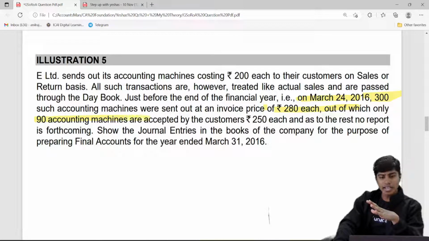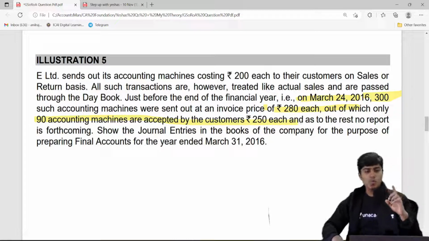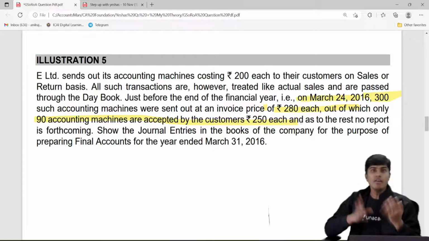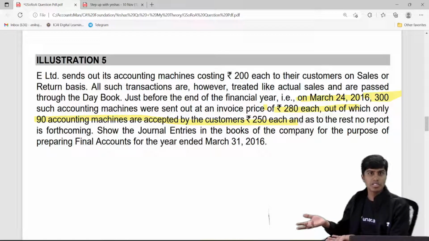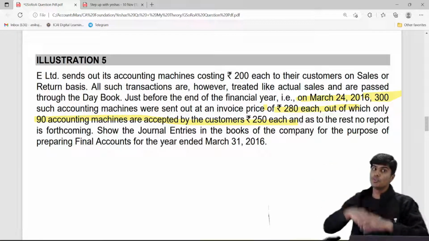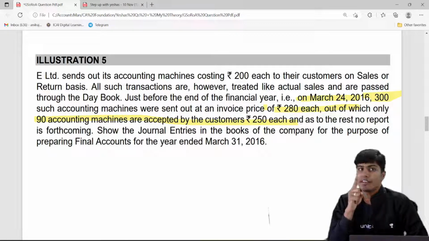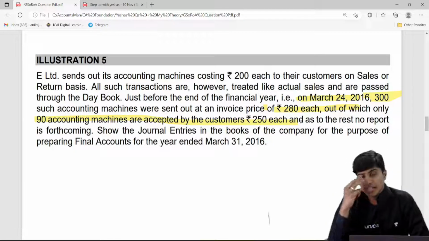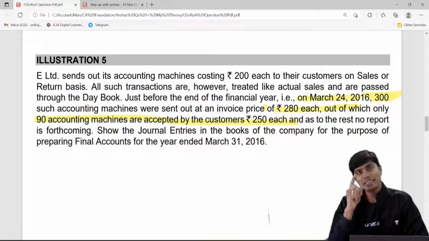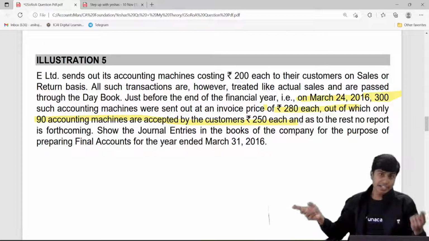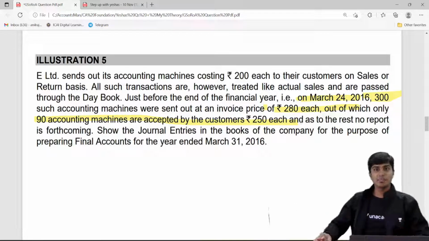90 accounting machines are accepted by the customers at rupees 250 each. When the customers accept, we don't have to write any separate entry. Why? We already passed the sales entry optimistically when we sent, even before we receive acceptance. However, here the acceptance is received at a price of 250, which is 30 rupees lesser than the price at which we sent. So we have initially recorded the sale entry at 280. We've received the acceptance as 250.